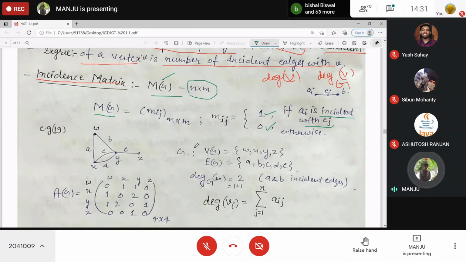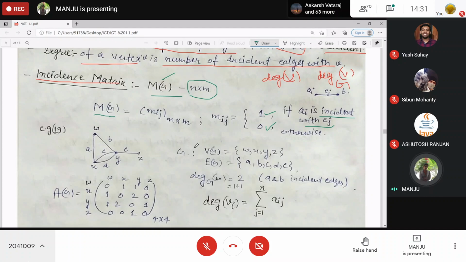What about W with X? Sorry, W with A. Vertex W and A: 1. W with B: 1. W with C and D: 0, 0. And E again 0.